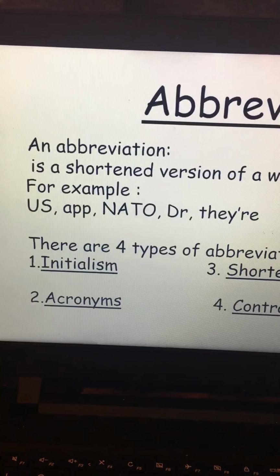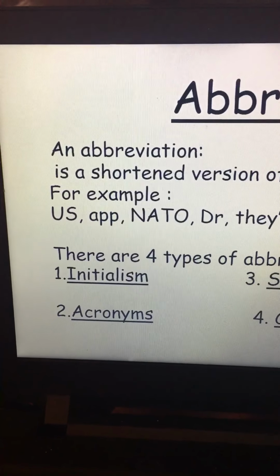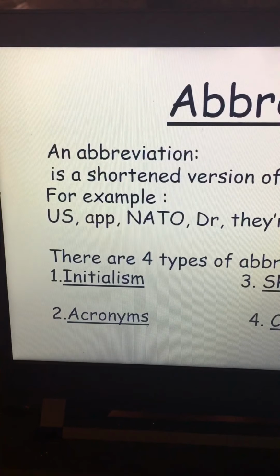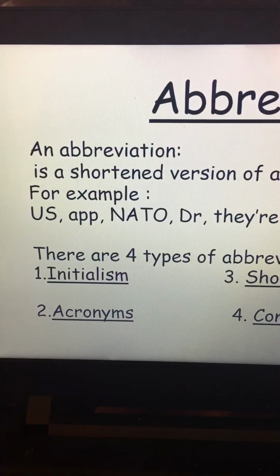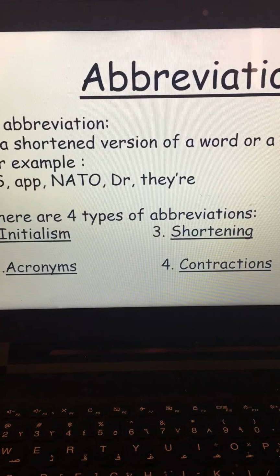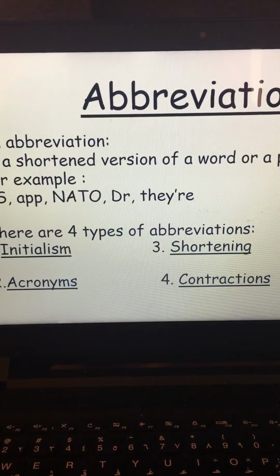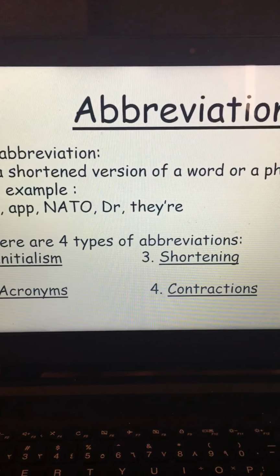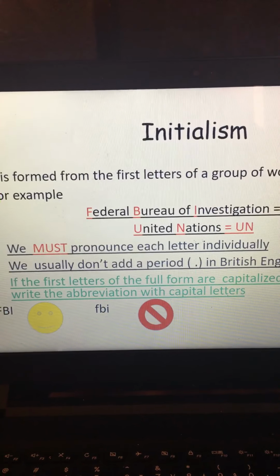US, app, NATO, doctor, there. US is a shortened version of the phrase United States. App is a shortened version of the word application. We have 4 types of abbreviations: initialism, acronyms, shortening, contractions. So let's look at each type in more detail.